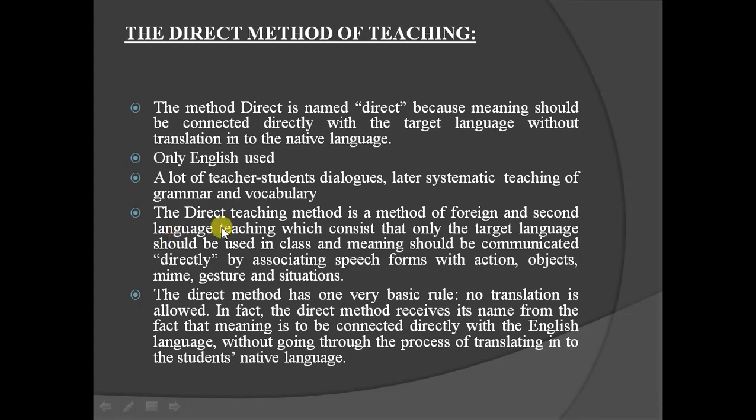A lot of teacher-student dialogues, later systematic teaching of grammar and vocabulary. Initially, what they start with is a lot of teacher-student dialogues. They communicate in the classroom in the target language. They use language as it is used in daily life, and later on, systematic teaching of grammar and vocabulary is concentrated on as importance is given to that.